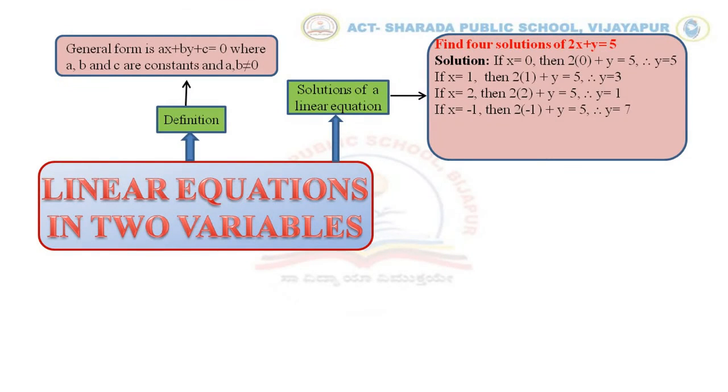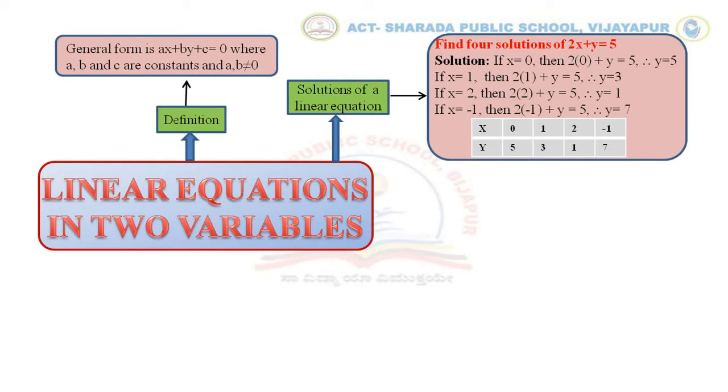And these values are tabulated as follows. That is x, y. When x is equal to 0, y is equal to 5. When x is equal to 1, y is equal to 3. When x is equal to 2, y is equal to 1. When x is equal to minus 1, y is equal to 7. These are the different solutions of the given equation 2x plus y is equal to 5.